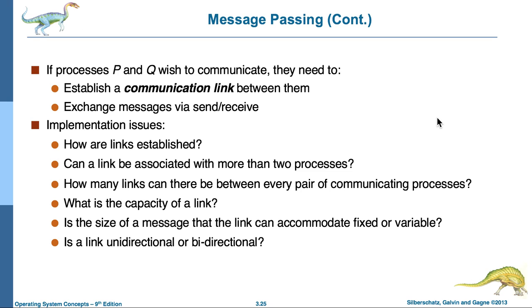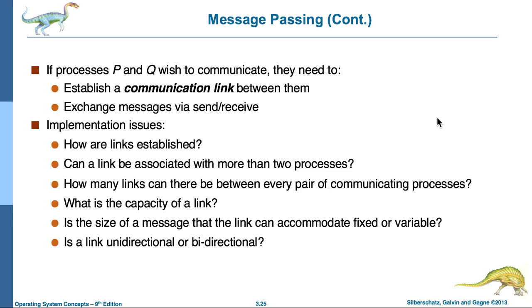In terms of implementation, clearly there are lots of details that come into play. How are these links going to be established? So are they going to be network links? Are they going to be shared memory regions? What really is going to be the underlying infrastructure for the actual communication links? Can a given link be associated with more than two processes? That's something to consider.